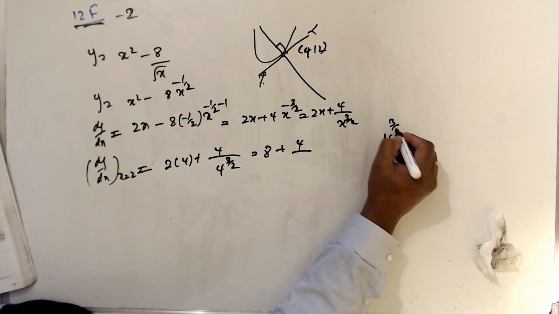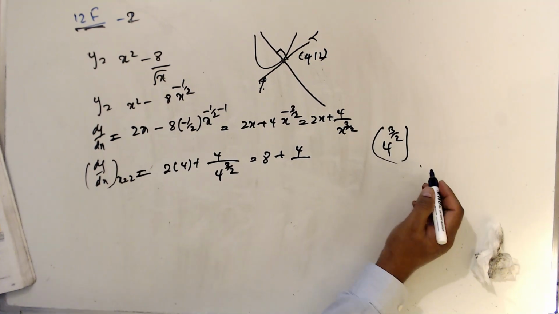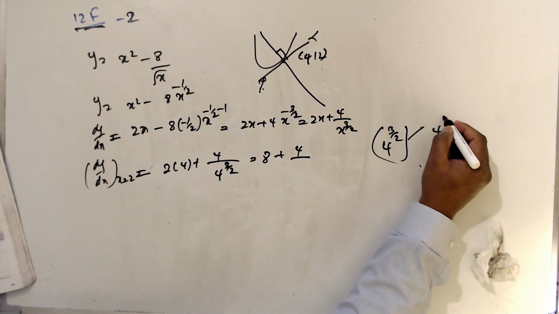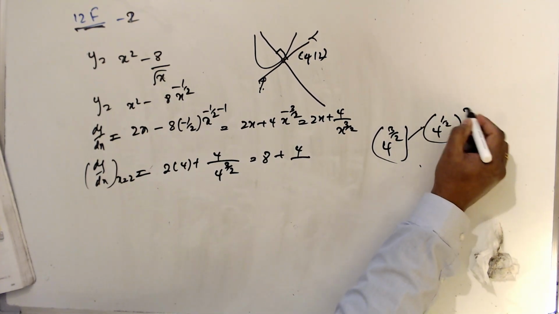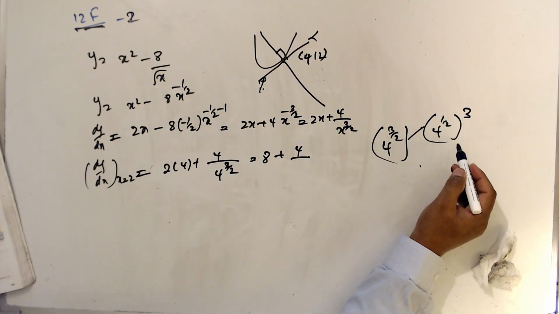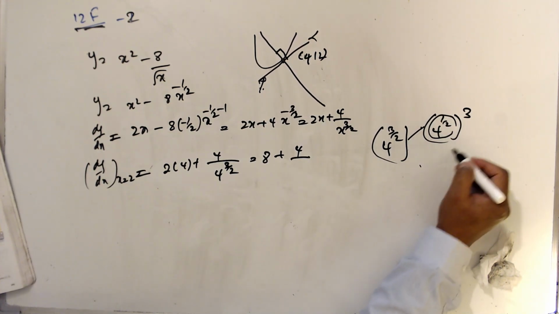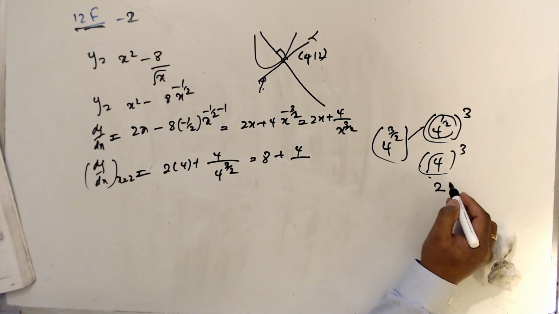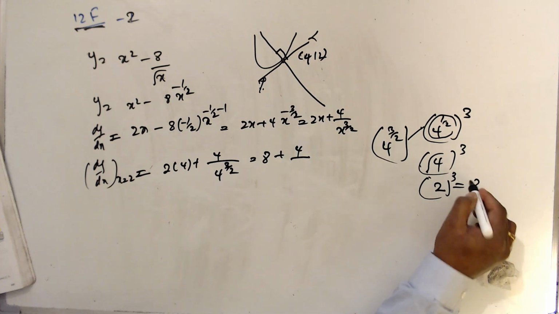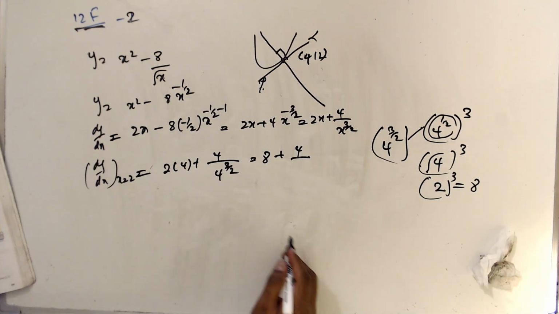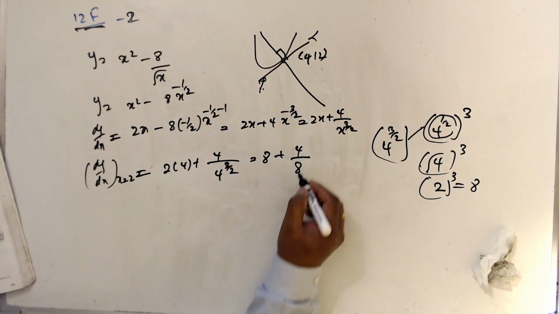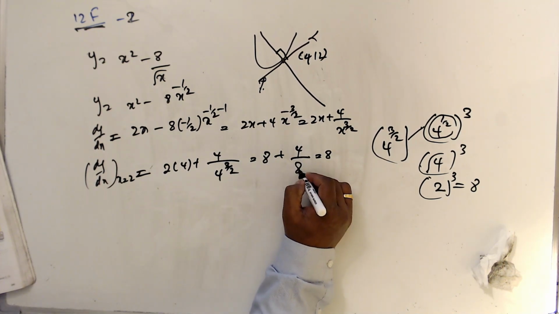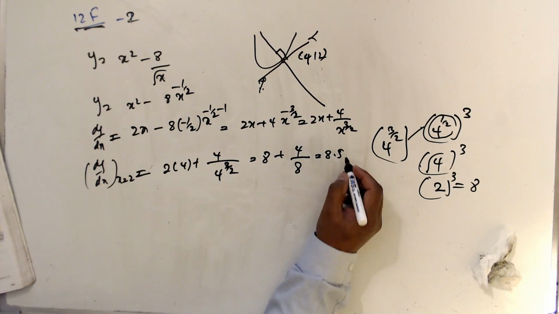4 to the 3 over 2. You can come this way, 4 to the half, cubed, the same thing. So 4 to the half is square root of 4, so square root of 4 is 2. So 2 to the power 3 is 8. So this value is 8. So we'll make half now. So 4 over 8 means half. So 8.5.